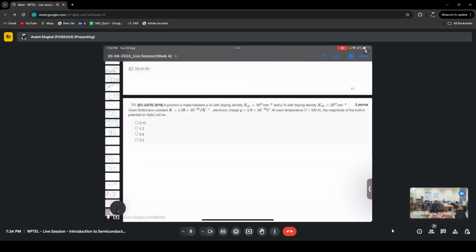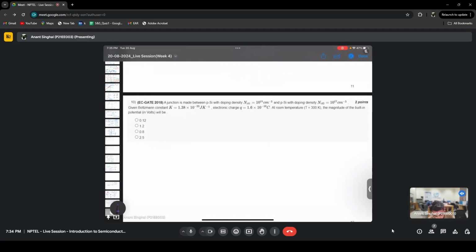Maybe you can try to solve this problem, which is for an isotype junction, and let me know the answer. You can take 2 minutes. So we have a junction made of p-type silicon with Na1 of this value. Then we have a p-type silicon with a doping of Na2 of this value, and you need to find the built-in potential again. This will maybe clear a lot of concepts. So let me know what is your answer.